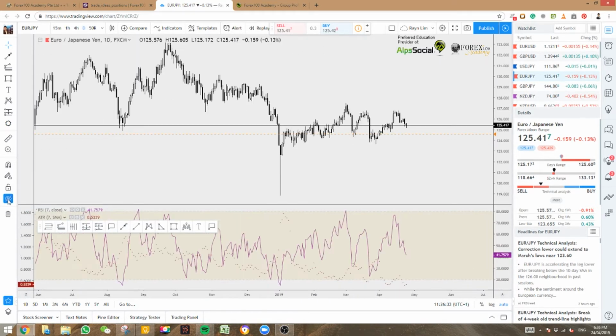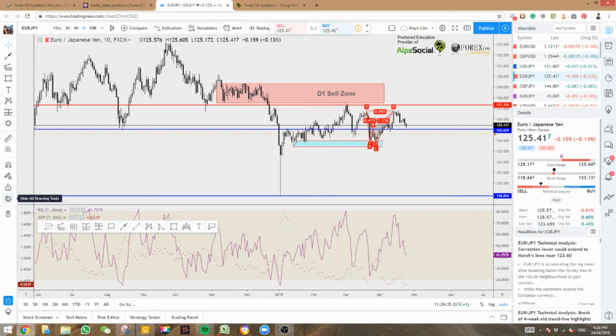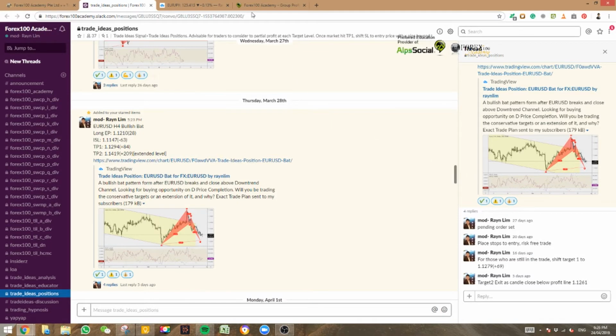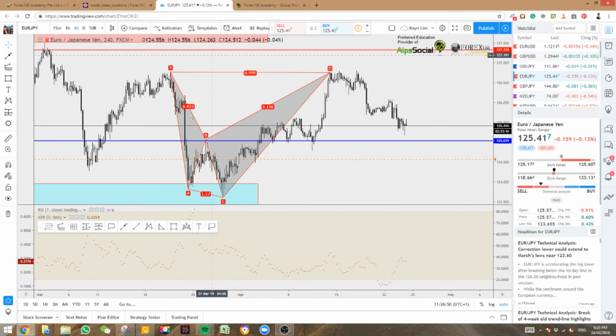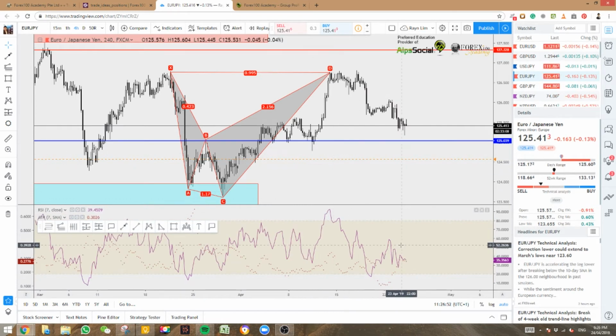Back to the daily chart, I'll share with you my analysis. Basically, one of the trade ideas has already been triggered, Euro Yen. We are live on this trade, in fact. It is on the 4 hour chart. This is a bearish shark formation over here. Bearish shark formation.